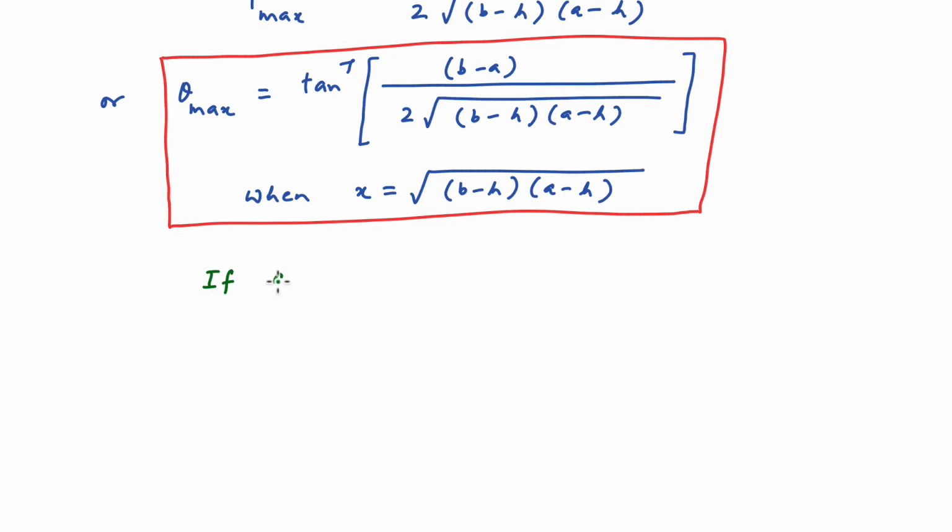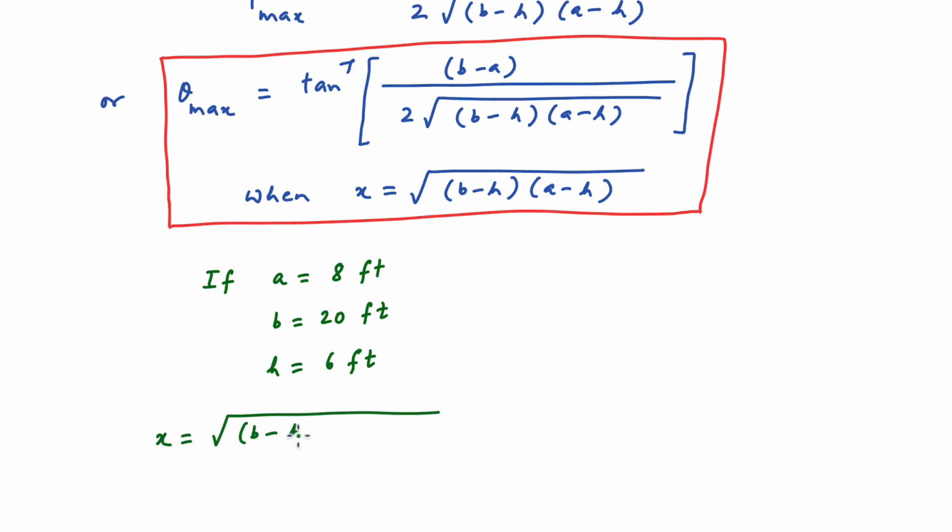If a, which is the bottom of the painting, is equal to 8 feet, b, which is the top of the painting, is equal to 20 feet, and let's assume that the height of the observer is equal to 6 feet, then the optimum location of the observer, x, is equal to root of (b minus h) times (a minus h), which is equal to the square root of 20 minus 6, which is 14, times 8 minus 6, which is 2. Therefore, x is equal to root 28, which is equal to 5.3 feet away from the wall.